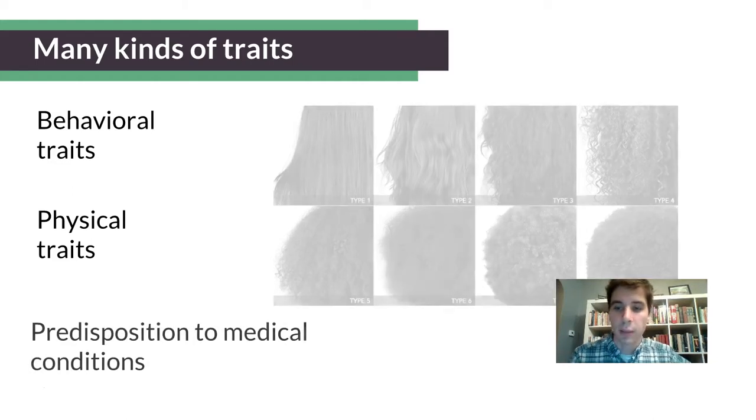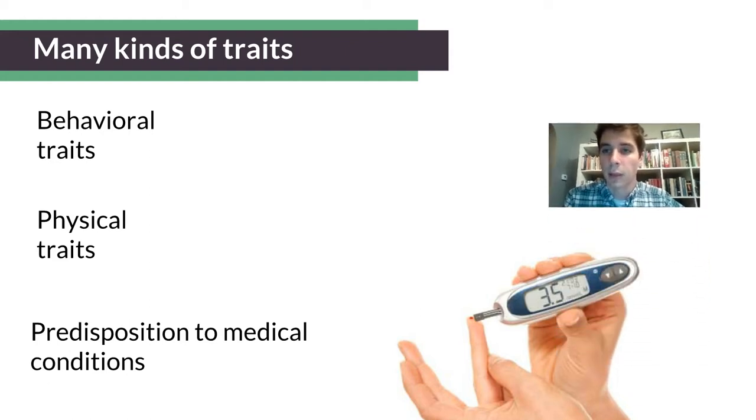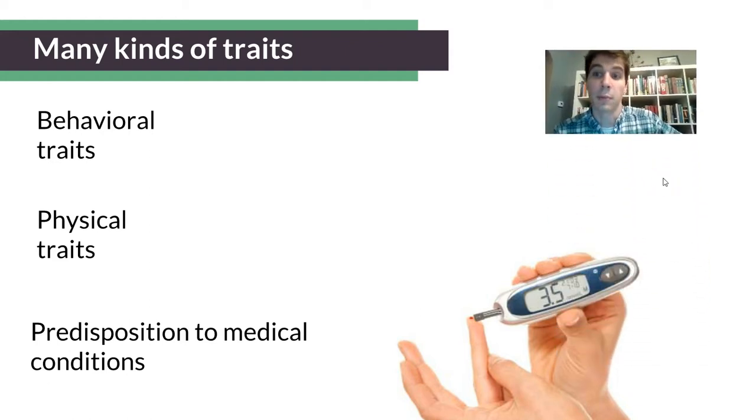And then the last one is a little bit more complicated, and usually you can't really observe this one unless you observe someone taking a treatment for it, but it would be the predisposition to medical conditions. So this is where things like disease come into play.